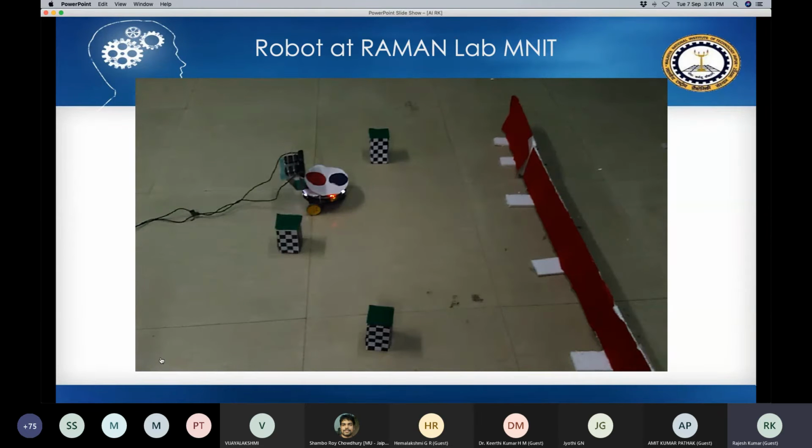You can see there are two cameras being used to develop exactly something like a human eye. So why two cameras? With one camera you can see what is there, but you cannot find the depth, how far it is. We need depth when we are moving. So we use two cameras to develop exactly something like a human eye.